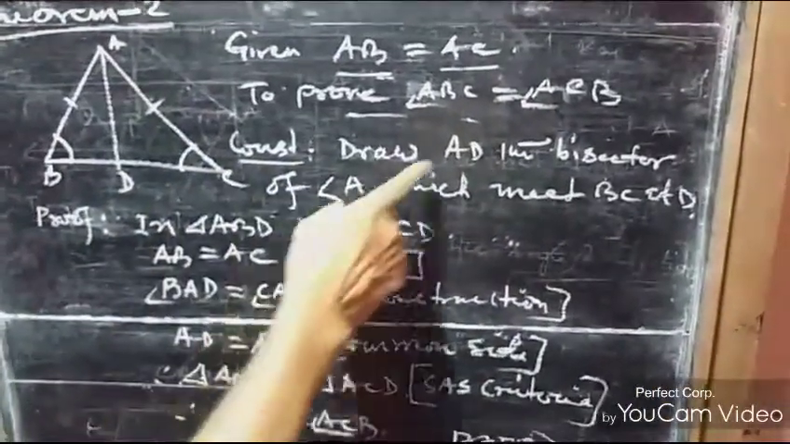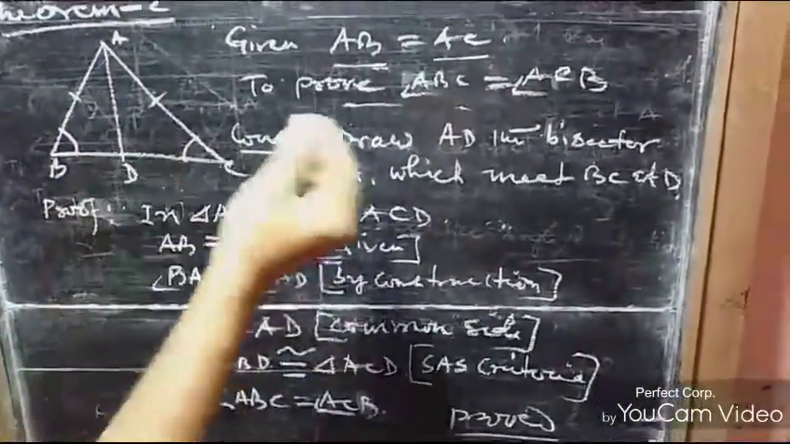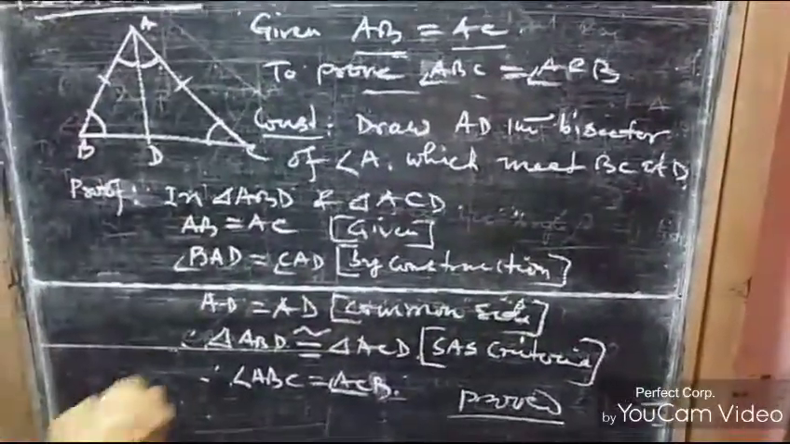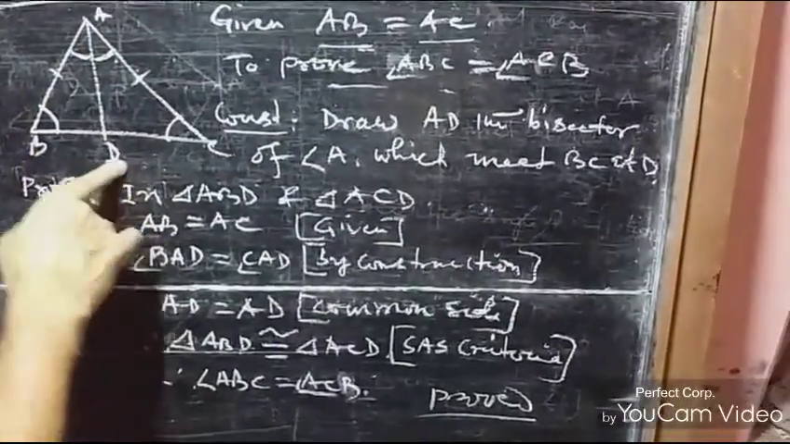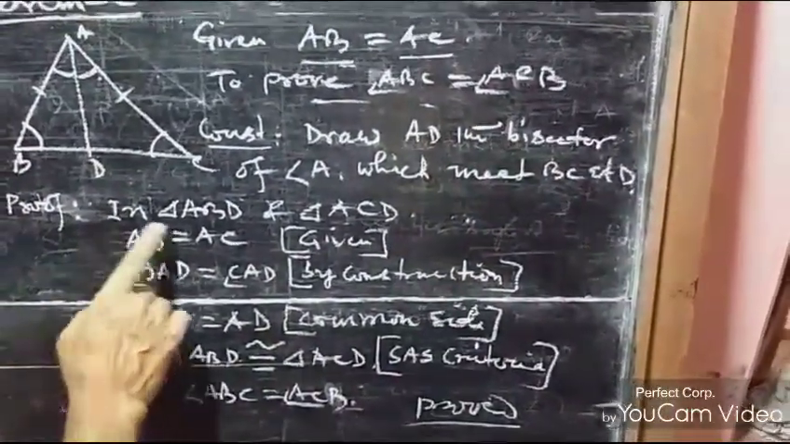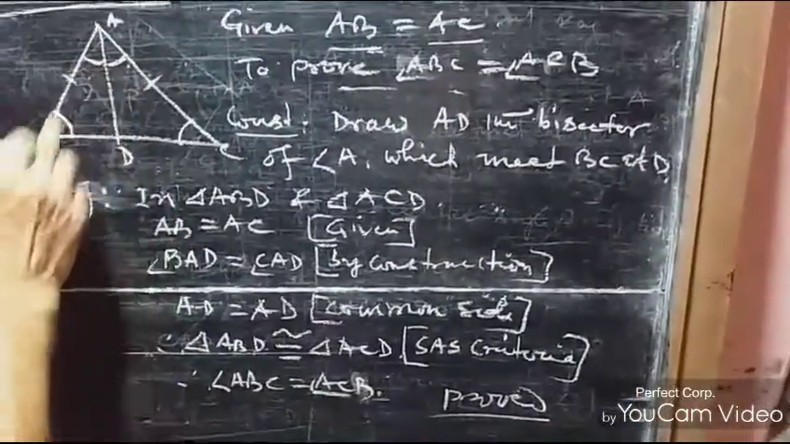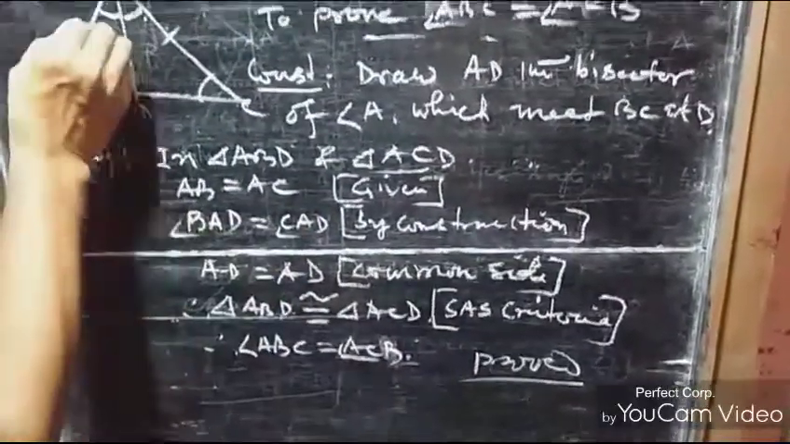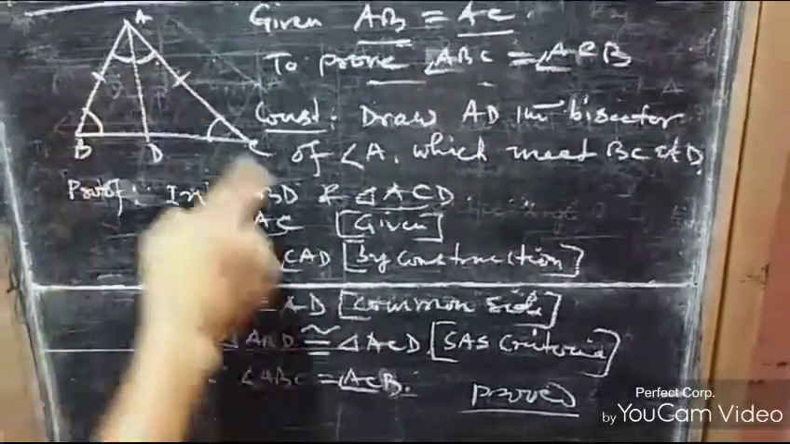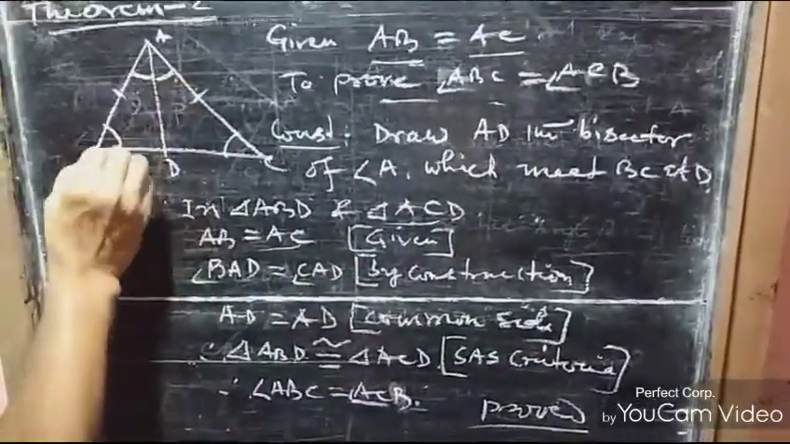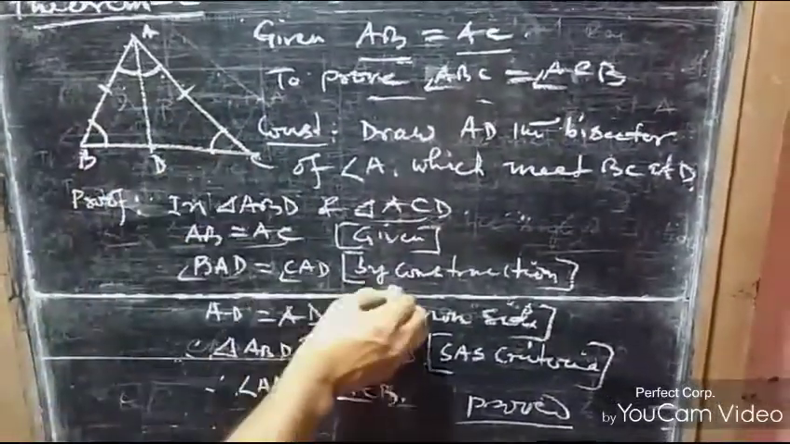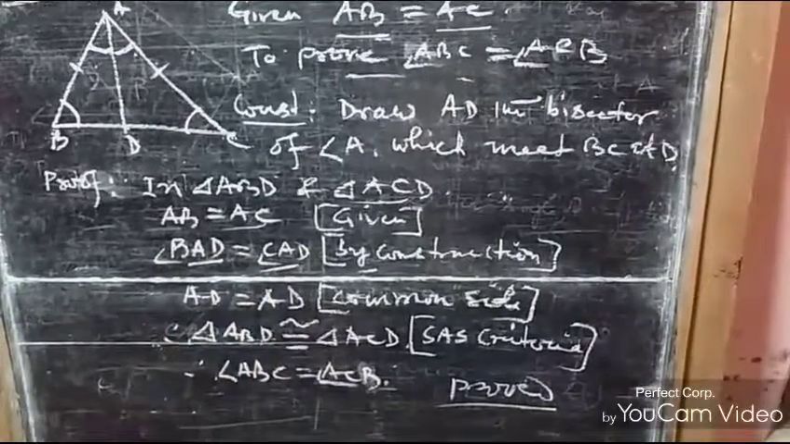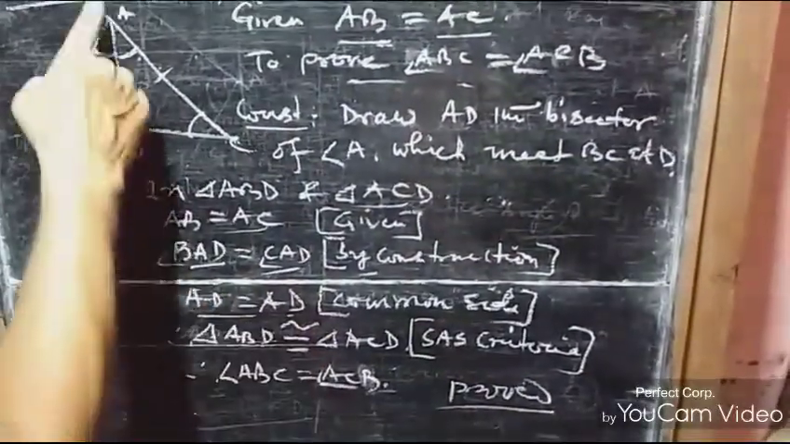Now construction: draw AD, the bisector of angle A, that is this angle equal to this angle. It meets BC at point D. Now prove, in triangle ABD and triangle ACD, what is equal? AB equal to AC, this is given. Angle BAD equals angle CAD, this is by construction, since AD is the angle bisector. And AD equal to AD, this is the common side.